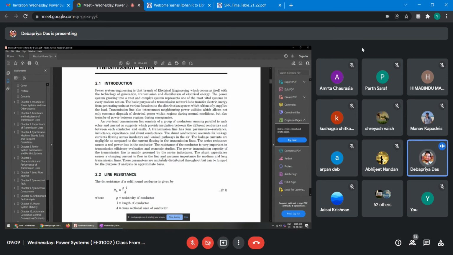Whenever you consider an overhead transmission line, you have seen that the tower has gone, and a transmission line consists of a group of conductors running in parallel. Suppose A, B, C phases are there. On the top, a neutral conductor is also there. If you watch any tower, you can see on the top the neutral conductor is also there, right? Sometimes 3 conductors are there, each conductor in one phase, or sometimes a group of conductors are there in one phase.